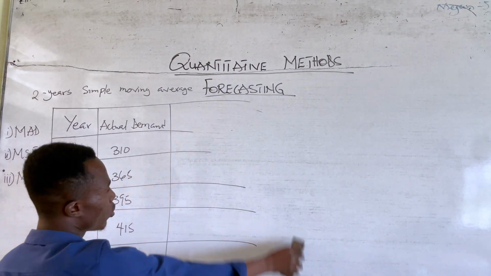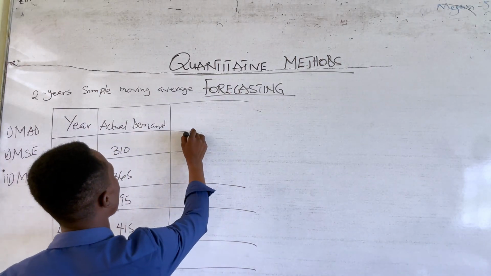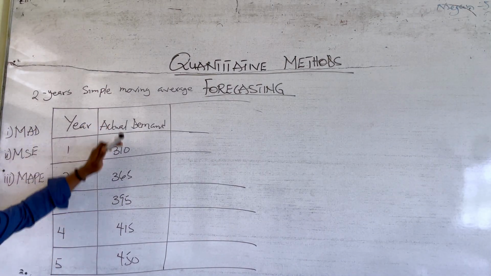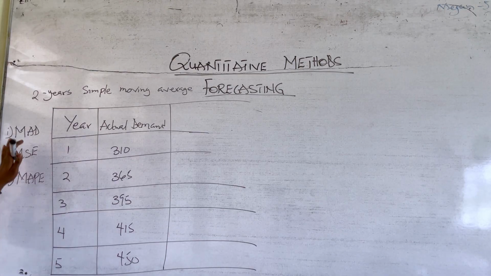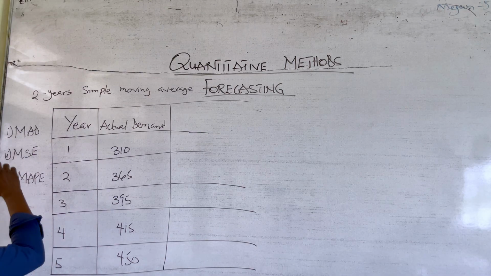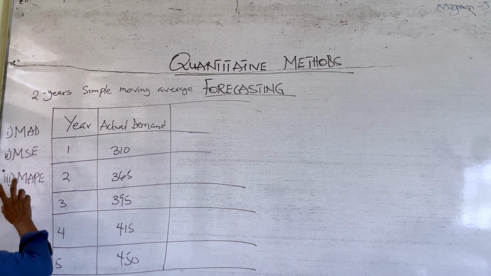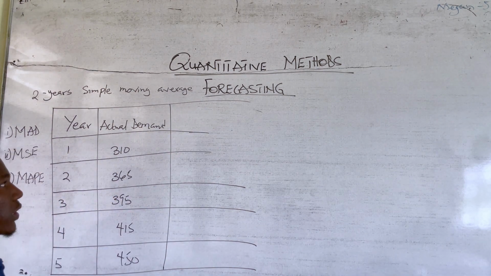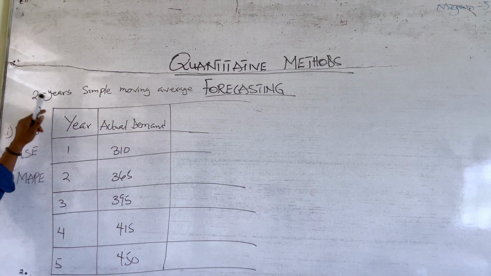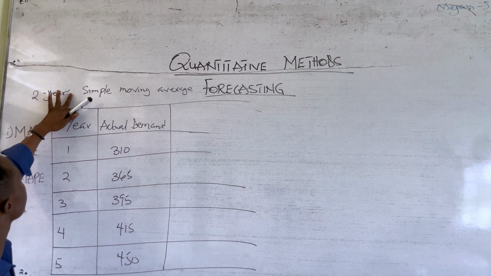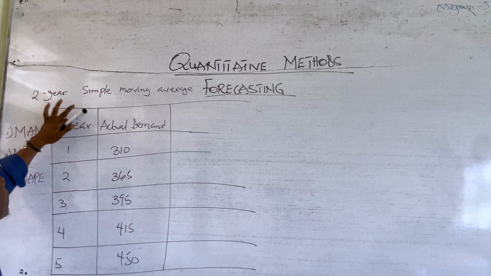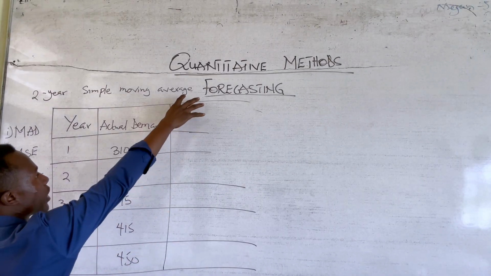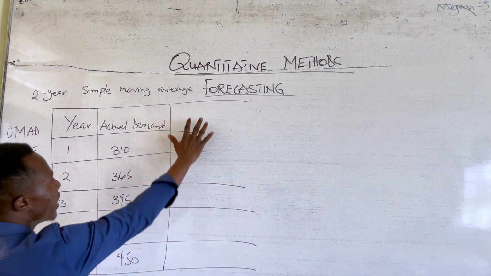Okay, so you see the question has given us the number of years, then the actual demand. But before you calculate the mean absolute deviation, mean squared error, and mean absolute percentage error, you have to get your forecast. Now, how do you get the forecast? It says 2 year, so 2 year simple moving average. It means you are supposed to calculate the 2 year simple moving average here.